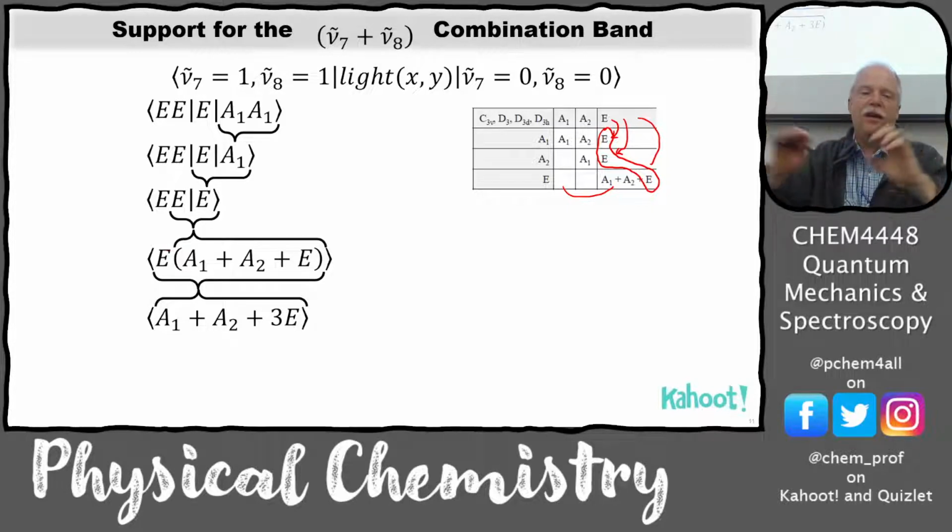So we have 5 functions here that have these symmetries. We have a wave equation that has A1 symmetry, one that has A2 symmetry, and 3 different ones that have E symmetry. And when we integrate that over all space, the one that has A1 symmetry gives a non-zero integral.